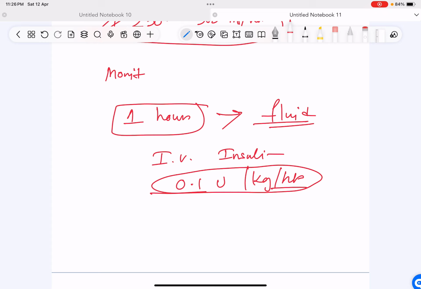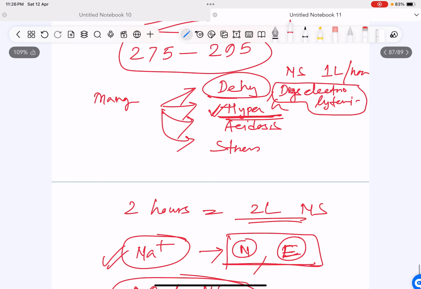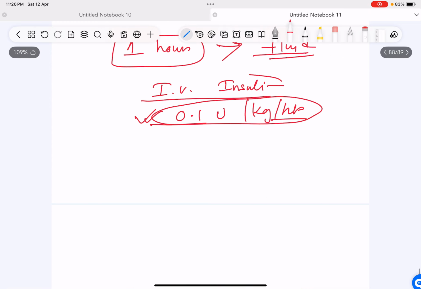Read it 3 times, 4 times, 5 times. Keep it in your mind. 0.1 unit per kg per hour is the dose of IV insulin. But this is given only after 1 hour. This is to reduce both the glucose levels as well as the ketone levels which are causing the acidosis. So you give this IV insulin at this dose for both hyperglycemic correction as well as reducing the ketone body levels in the blood.